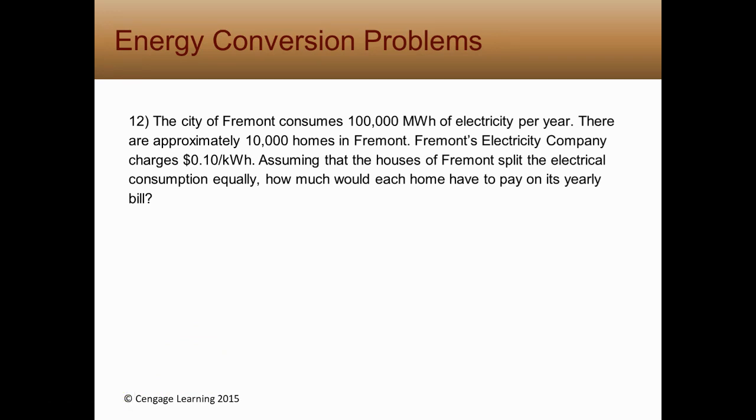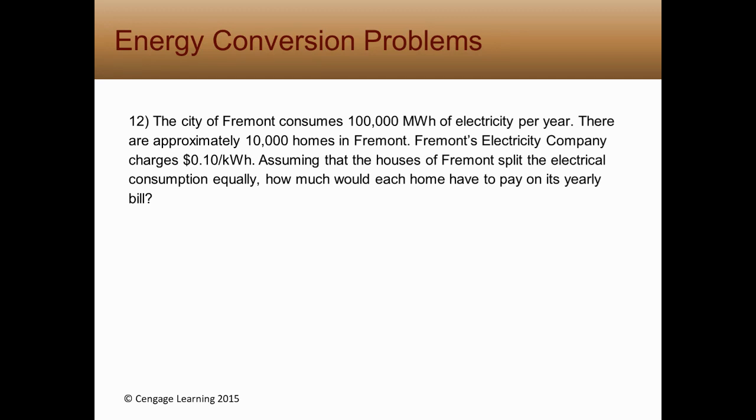All right. The city of Fremont consumes 100,000 megawatt hours of electricity per year. There are approximately 10,000 homes in Fremont. Fremont's electricity company charges 10 cents per kilowatt hour. Okay, so we're going to have to somehow take the megawatts and make them kilowatts, assuming they split it equally, because that's the only way you can do this. How much would each home have to pay?